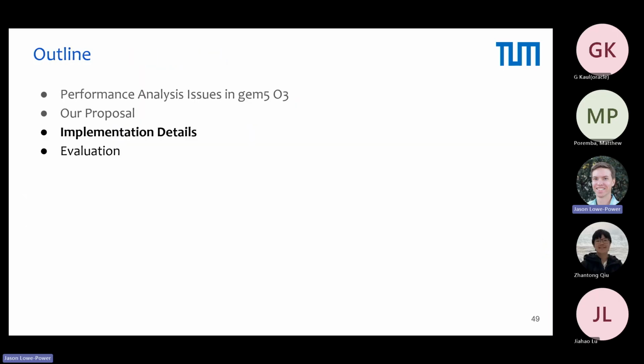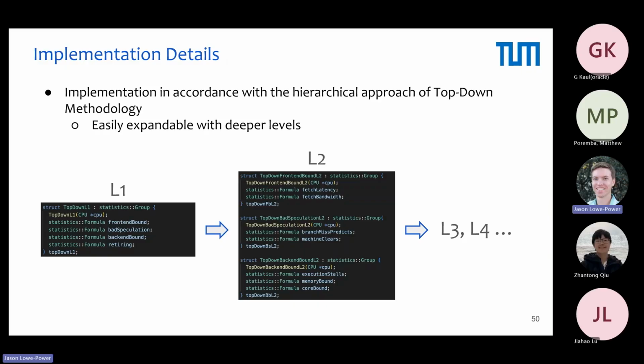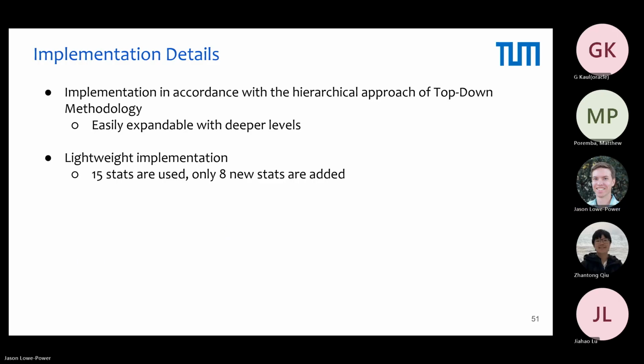So moving on to implementation details. Our implementation is in accordance with the hierarchical approach of the methodology, so it can be easily expandable with deeper levels. It's a very lightweight implementation. We have used 15 stats and only 8 new stats are added to gem5.